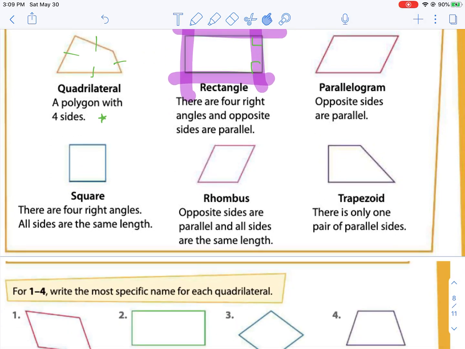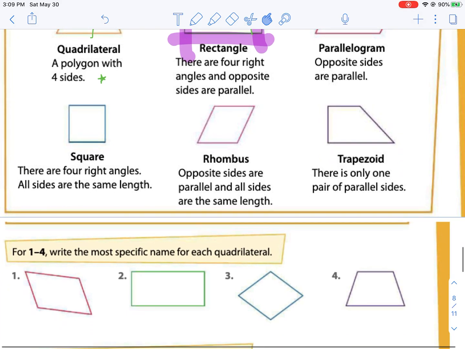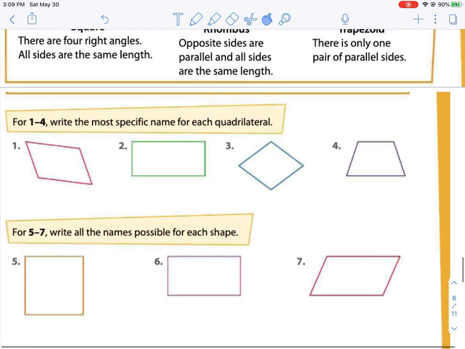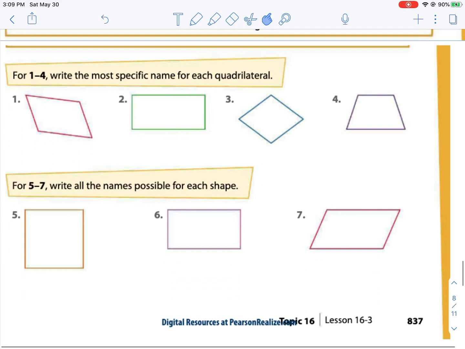All right, and a square, again, another quadrilateral. It's got 2 pairs of parallel sides, so it's also a parallelogram. And then the rhombus has opposite sides parallel and all sides the same length. Then a trapezoid only has 1 pair of parallel lines. All right. So you're going to be asked to identify what makes these up.